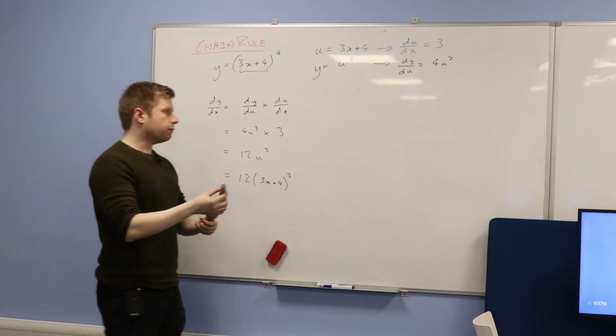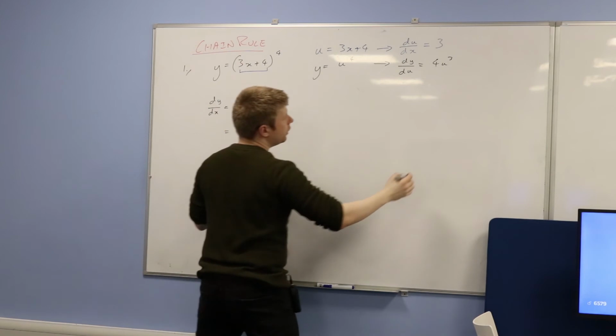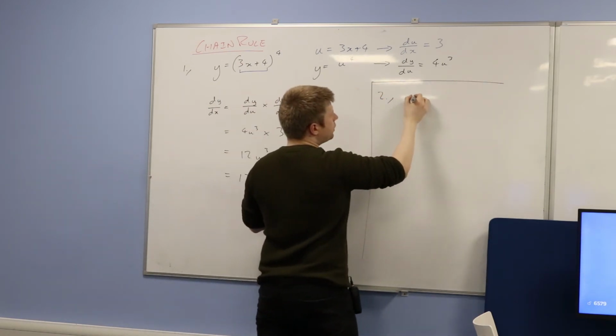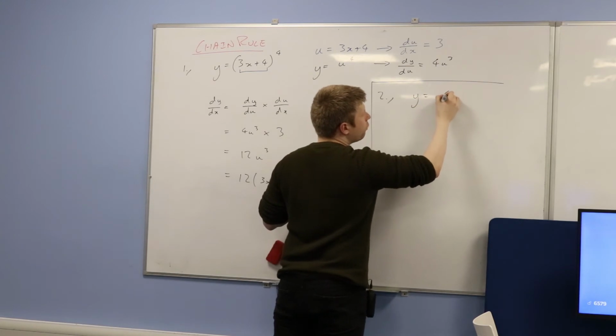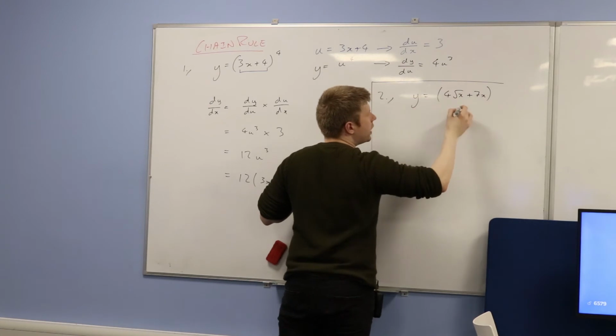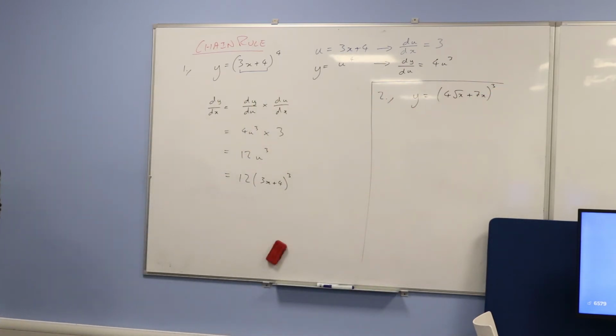Can I give you an example? Or can I give you an exercise to try? So let's call that number 1. Okay. Let's create some space over here. So can you try, for example, y equals 4 root x plus 7x, all raised to the power of 3. Can you have a go at differentiating that for me?